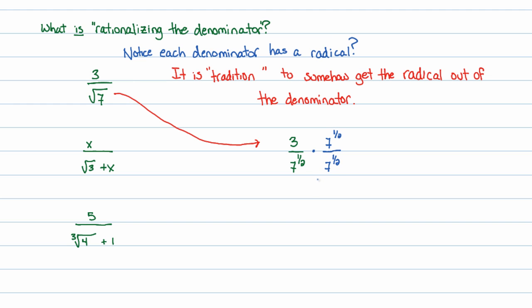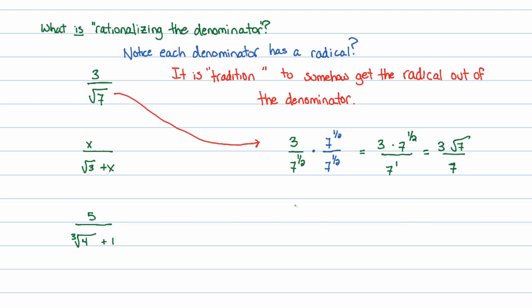You see, 7 to the 1/2 over 7 to the 1/2 is 1, so I'm not really going to change this fraction other than the look of it. And the reason why I chose 7 to the 1/2 is because I have a half power. I want to make it a full power, so I'm going to tack on another half power. A half power plus another half power becomes a full power. And so this will then become 3 times 7 to the 1/2 over 7 to the 1st, or in other words, 3 times the square root of 7 over 7.